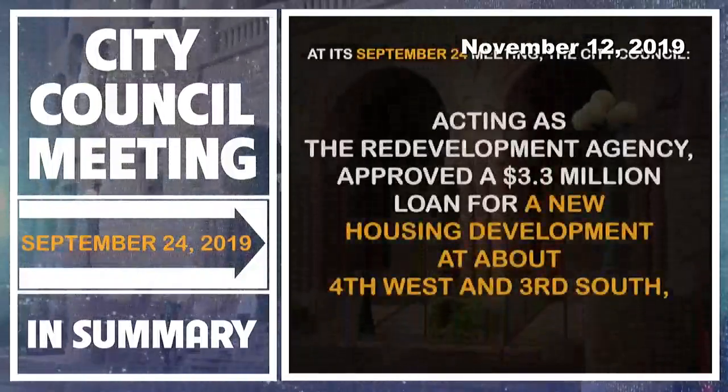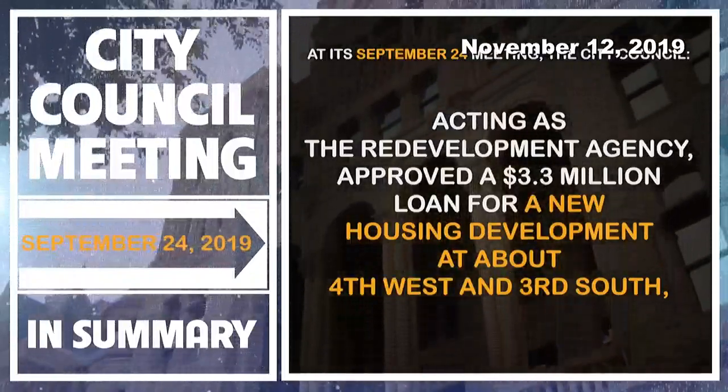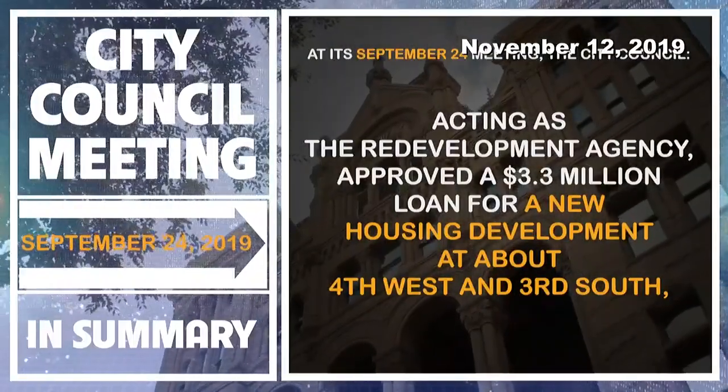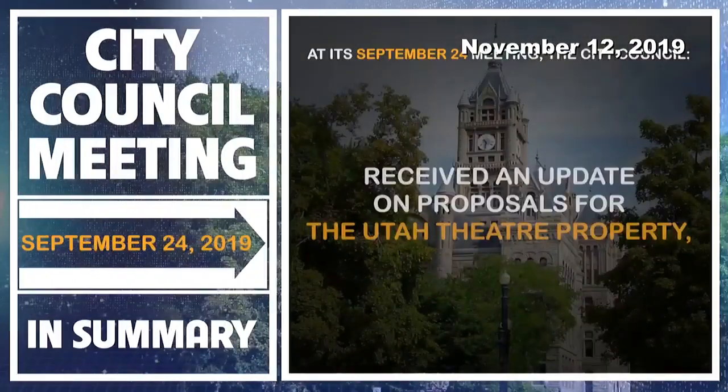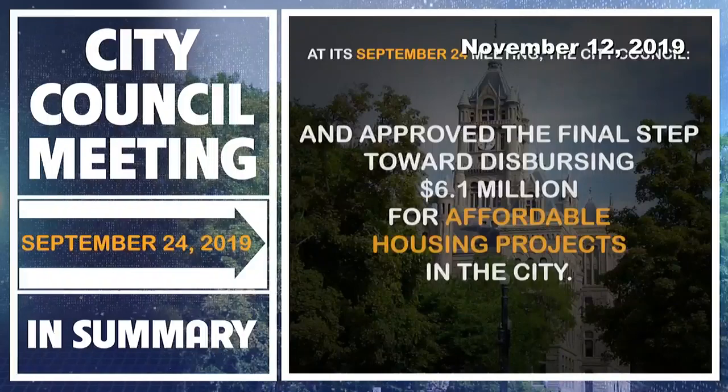At its September 24th meeting, the City Council, acting as the redevelopment agency, approved a $3.3 million loan for a new housing development at about 4th West and 3rd South. They received an update on proposals for the Utah Theater property and approved the final step toward disbursing $6.1 million for affordable housing projects in the city.